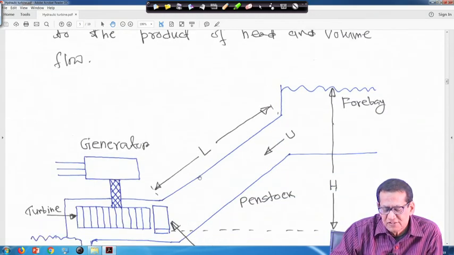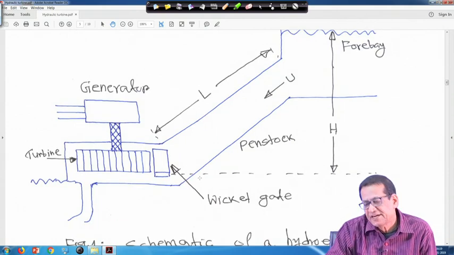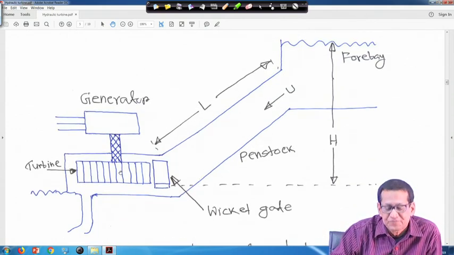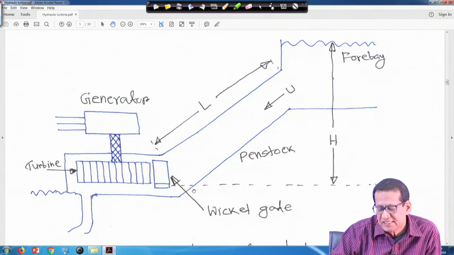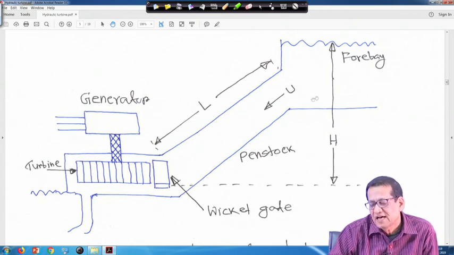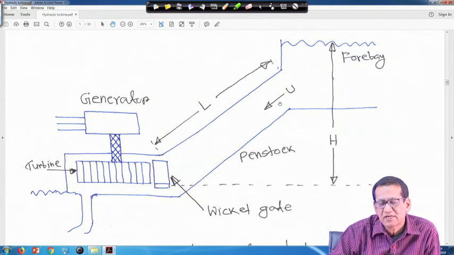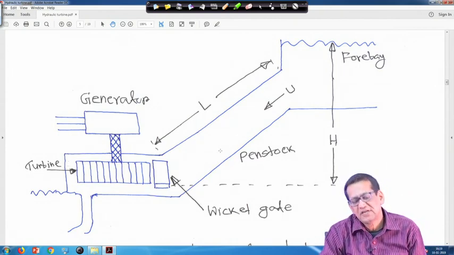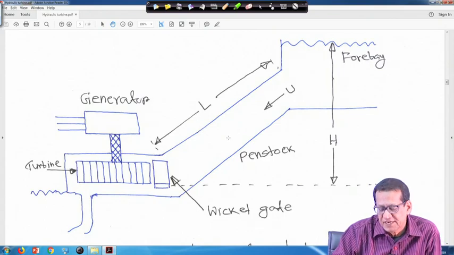Now, if we assume a schematic diagram like this, right. This is your turbine, this is the generator, this is the wicket gate and this is the penstock, with water flowing at speed of u, and this is your length L, and this height is h. L is the length and u is the velocity of the water, right. So, this is a simple diagram for the turbine.